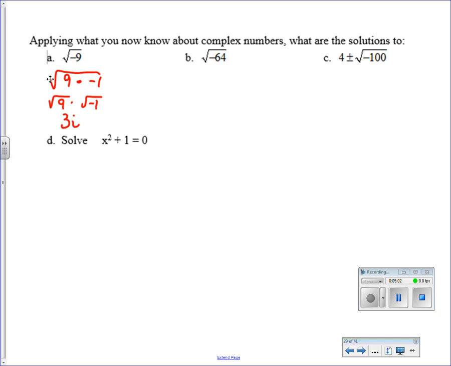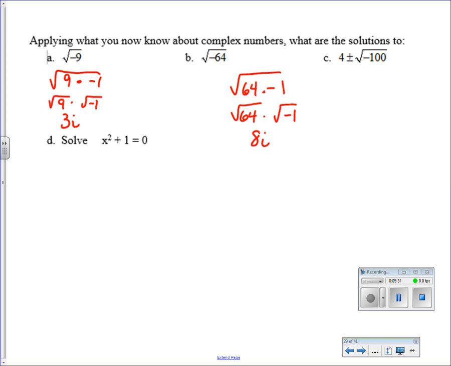So if we have the same thing, this one we're going to split apart. So this is just going to be 64 times negative 1. And again, we're going to have the square root of 64 times the square root of negative 1. And then we know what the square root of 64 is, right? 8. And then we know the square root of negative 1 is called i. So then here's my answer. It's 8i. So 8i.